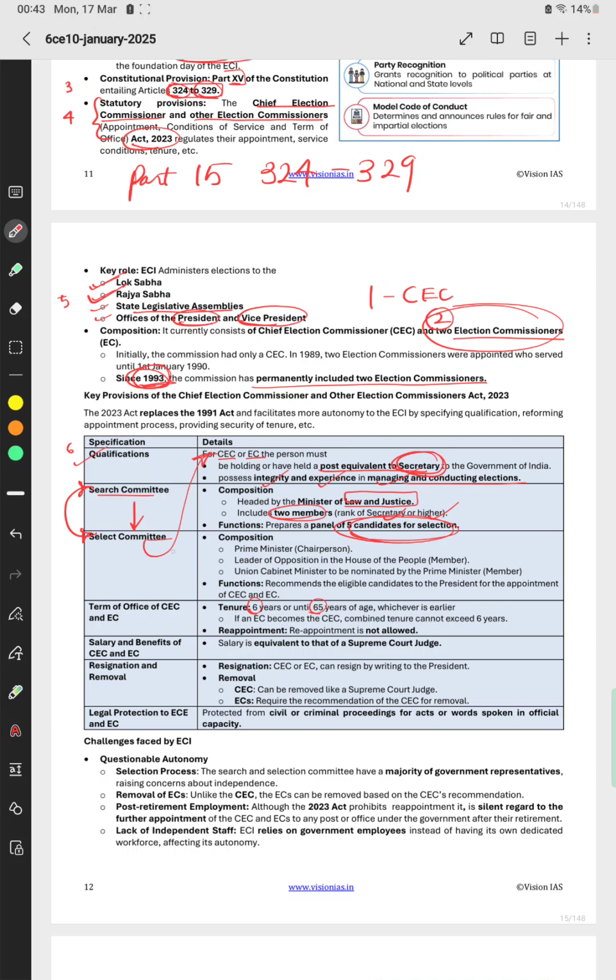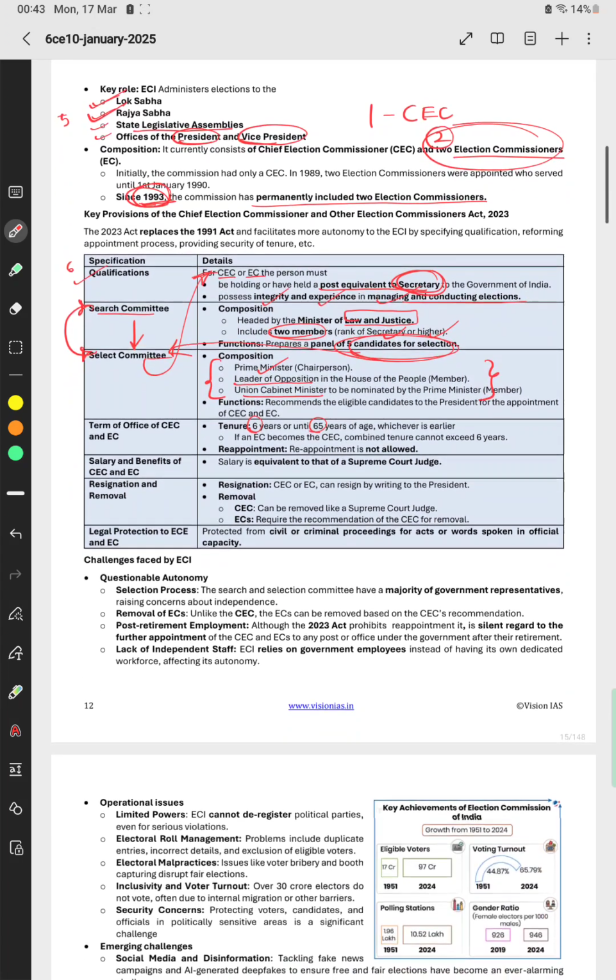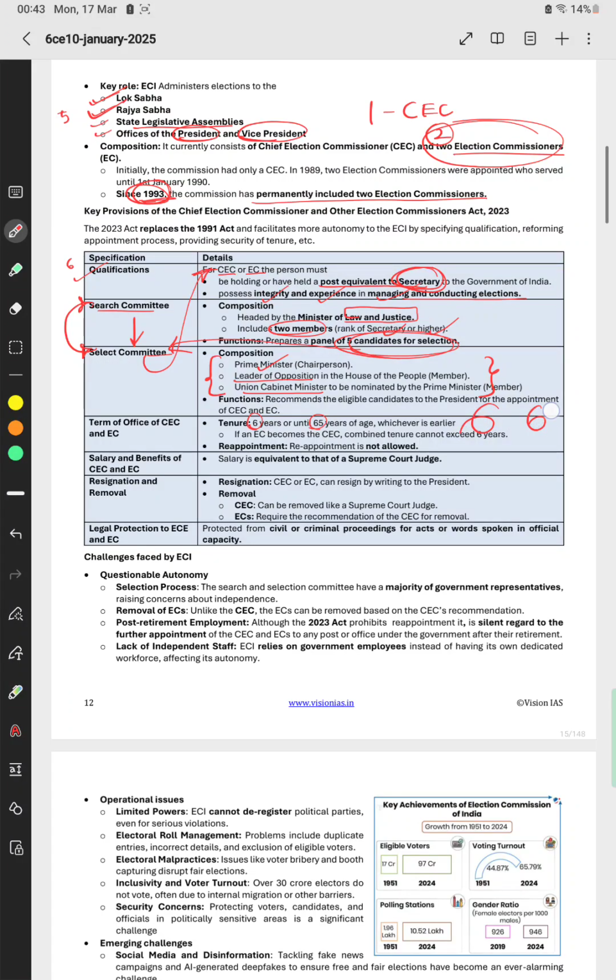These 5 candidates, the list, is given to the selection committee. The selection committee consists of the Prime Minister, the Leader of Opposition, and a Union Cabinet Minister. These are the 3 members. Coming to the term, 6 years or 65 years of age, whichever is earlier. Reappointment is not allowed. Remember this is very important.